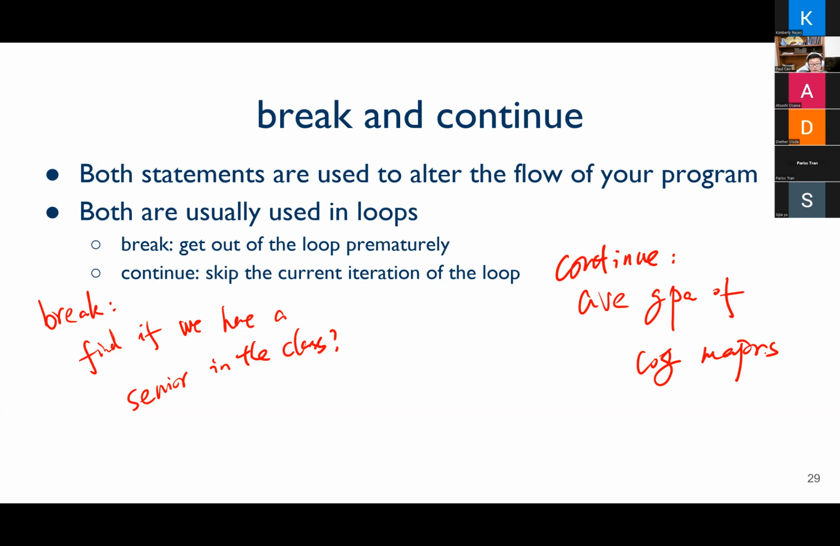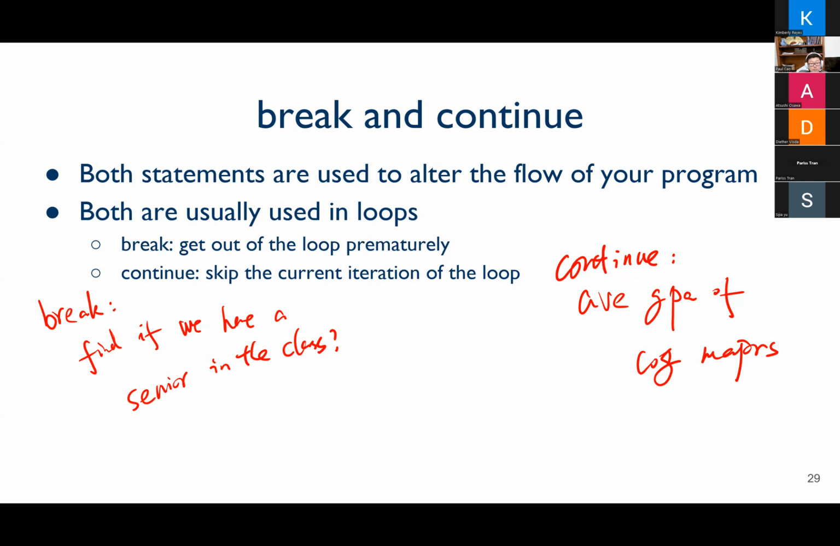How do I do it? Well, I go through each of the students. The first question I need to ask them is, are you a cog sci major? If the student said, no, I'm not a cog sci major, then I don't have to bother asking them their GPA because that's not my concern. If the student said no, I would say, continue. Skip the rest of the question about their GPA. Move on to the next student. That is the concept of continue.